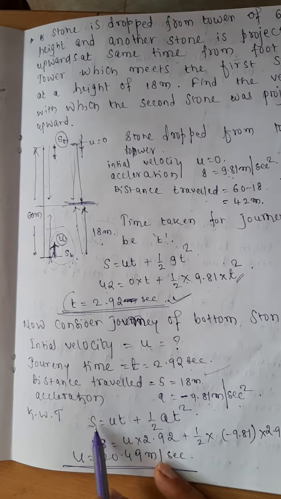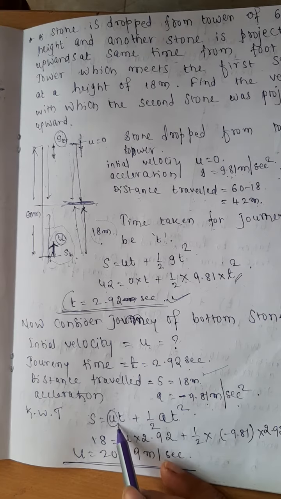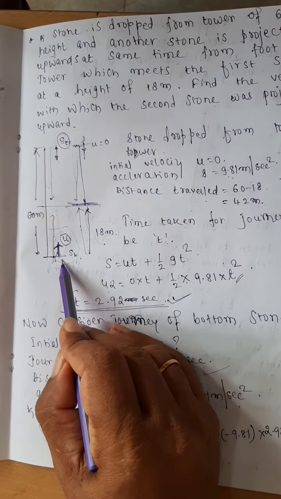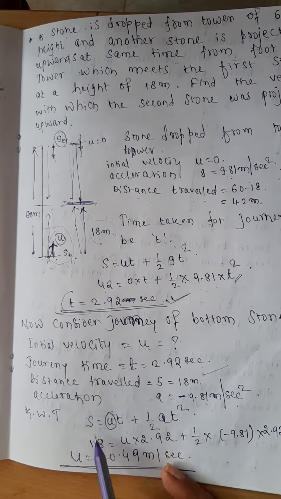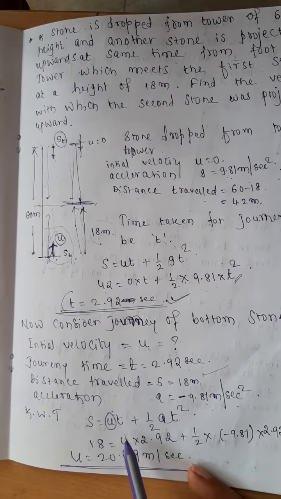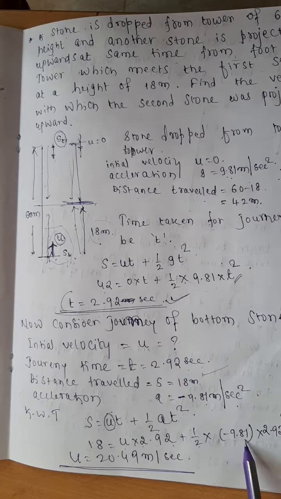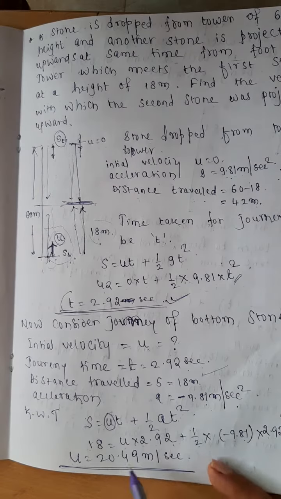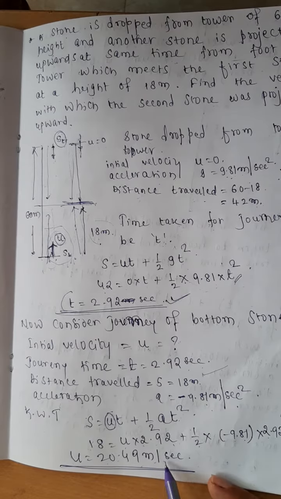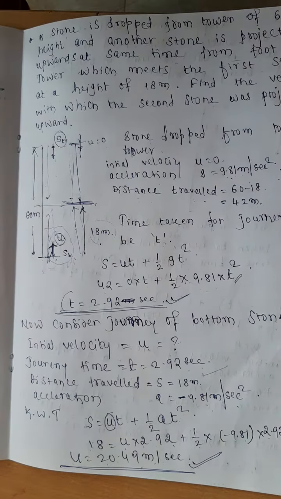Again use the formula S is equal to ut plus half at square. In that, the only unknown is the initial velocity of the lower stone. Substitute all the values here. S is 18, u is equal to u only, t is 2.92 plus half, a is minus 9.81, and t is 2.92 square. Therefore, u is equal to 20.49 meter per second. Is that okay?